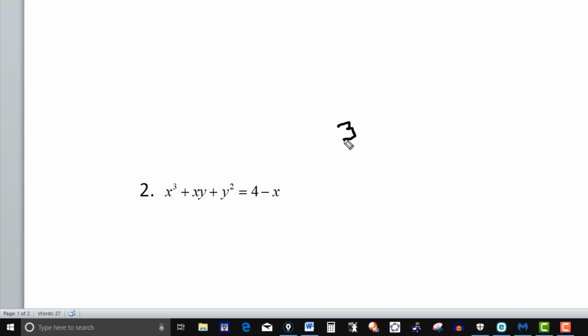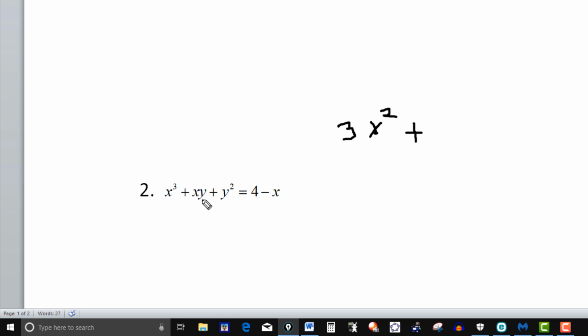X squared. Plus. Again, we're taking the derivative term by term. So the next one has an x and a y. But remember, y is a function of x. So you have to use this as a product of two functions involving x. So you have to use the product rule.